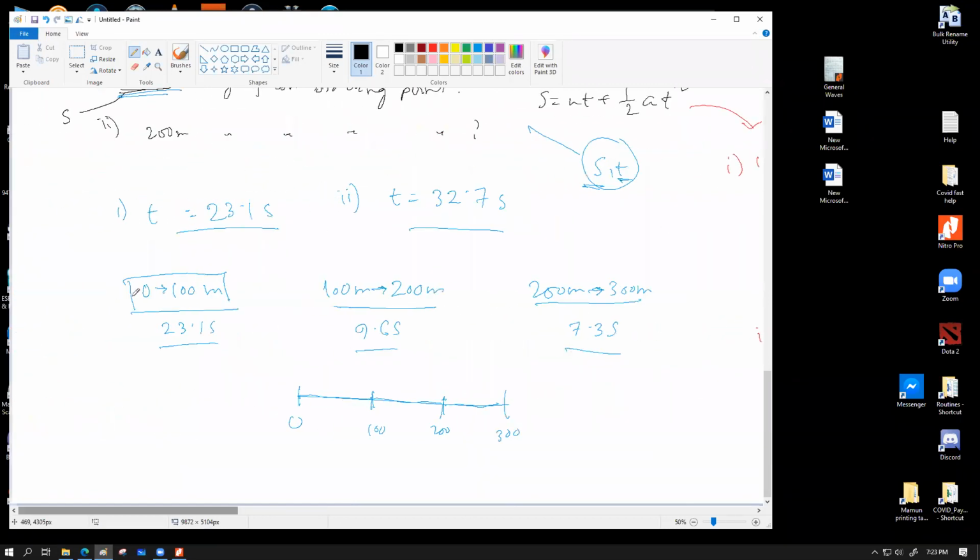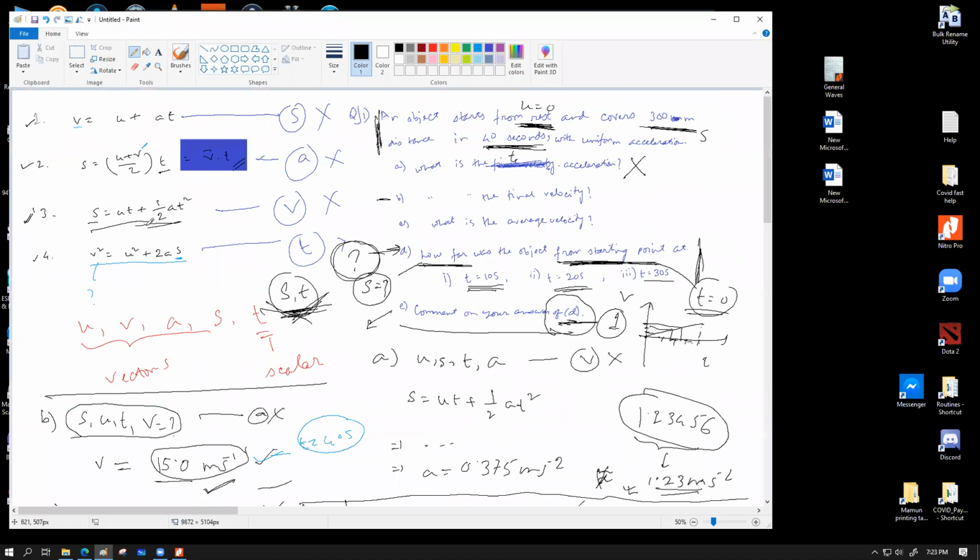Which equation do we go for? Let me show you so that you can choose. Third equation, sir. Which one? S equals to ut plus half at square. Third equation.